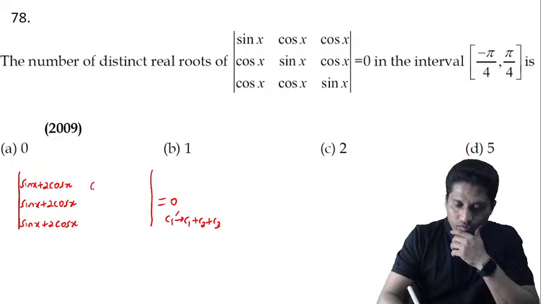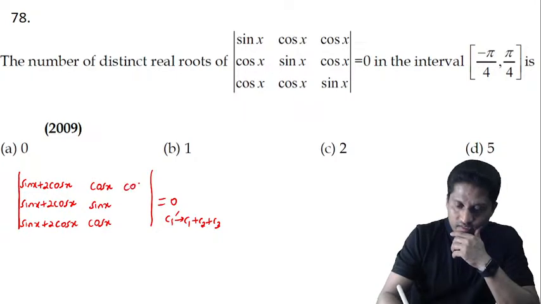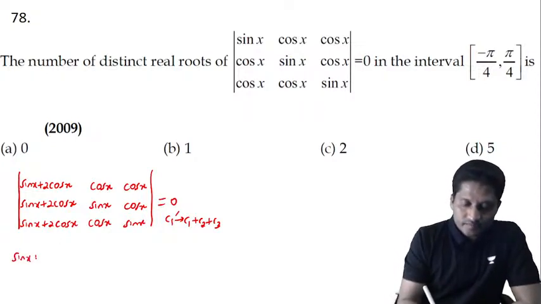Second column will be equal to cos x, and then this is sin x and cos x. And then this is cos x and sin x. In the first column, I'm going to take common sin x plus 2 cos x.